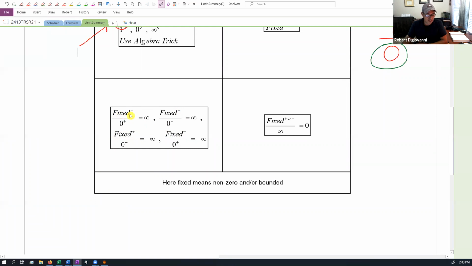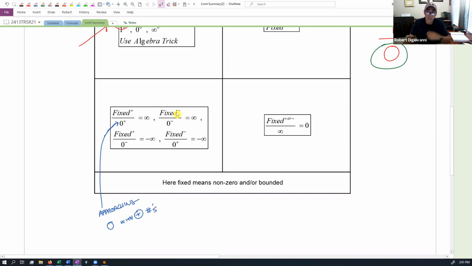If your top is fixed and positive, and your denominator, now be careful with this, I'm not saying that that's 0. What I'm saying here is we are approaching 0 with positive numbers, right? So as long as the numerator is positive and the denominator is getting smaller and smaller and smaller, approaching 0, but also staying positive the whole time, then your ratio should be infinitely big and positive.